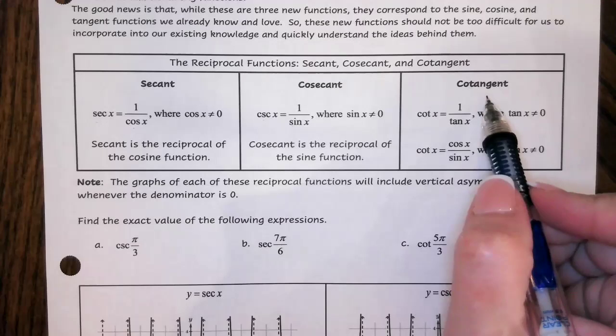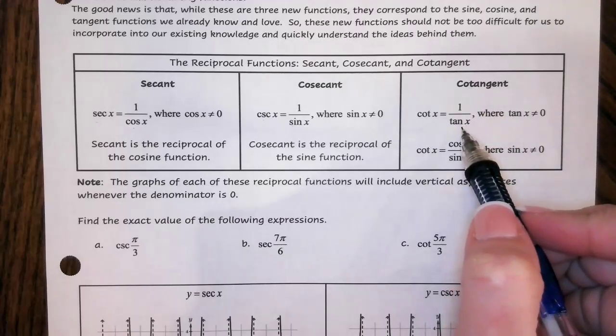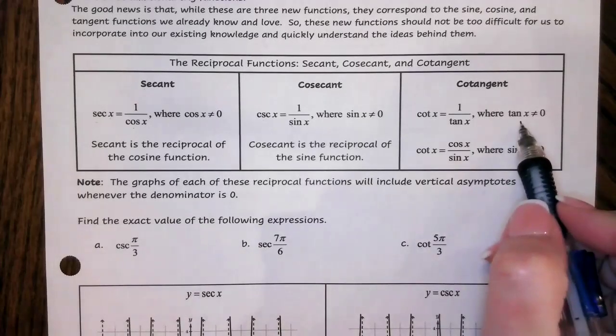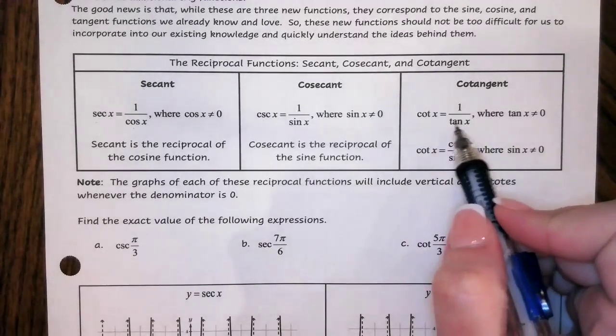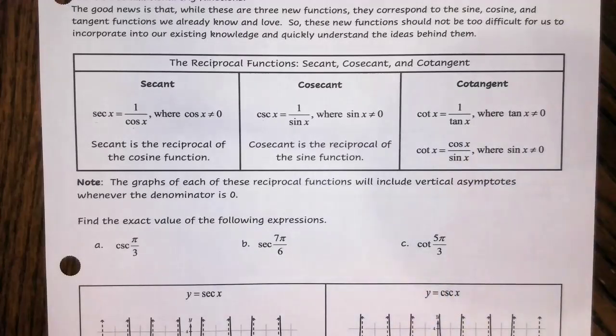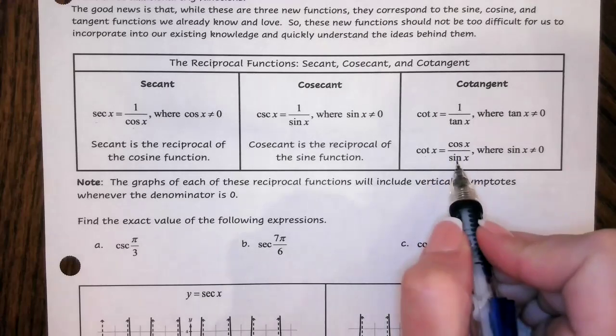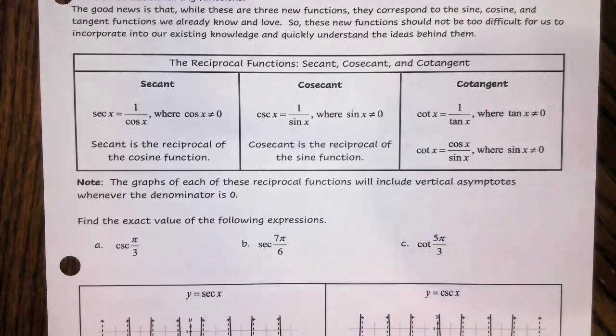So our cotangent here is the reciprocal of tangent. So that's the one that's a little bit more obvious for students. And again, we say when tangent is unequal to 0 because our tangent is in the denominator. Now we learned that tangent was sine of x over cosine of x. And since they are reciprocals, we can say that the cotangent of x is cosine over sine. So tangent was sine over cosine, cotangent is cosine over sine.